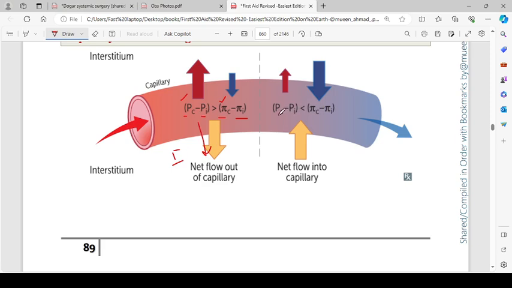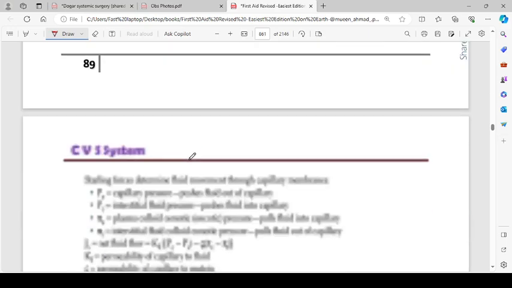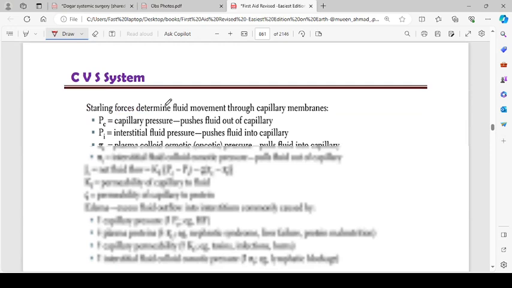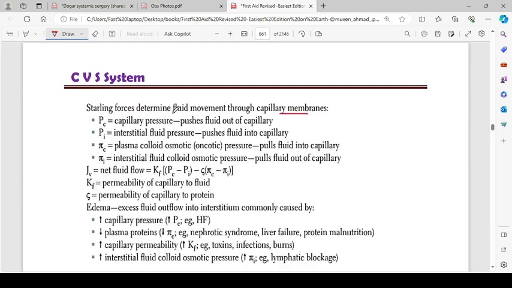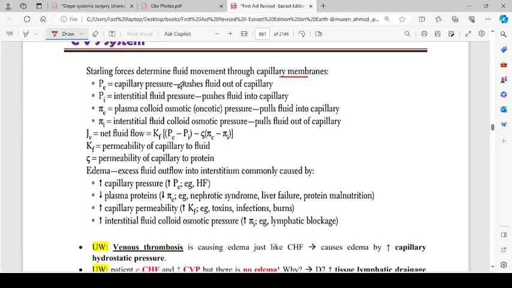And if the difference in net hydrostatic pressure is less than the net oncotic pressure, then the fluid starts moving inwards, right? So these are the Starling forces determining the fluid movement through the capillary membrane. The PC is the capillary pressure, which is the hydrostatic pressure that pushes the fluid out of capillaries. The PI is the interstitial fluid pressure, which pushes the fluid into the capillaries.